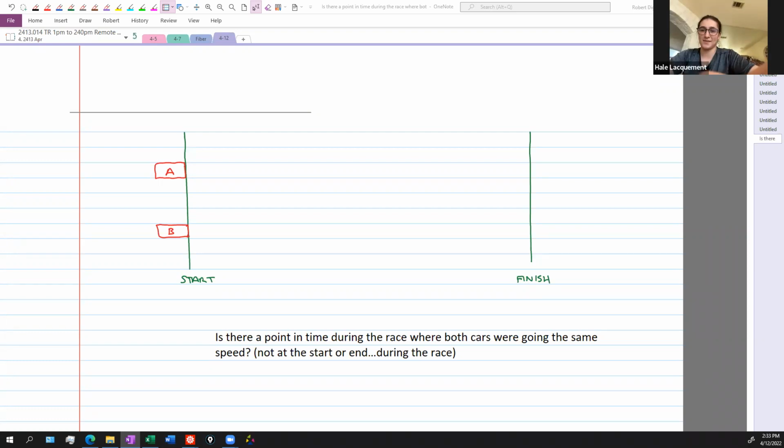Yes. So that would challenge the idea that somewhere in the middle they had to be tied. Let me try and illustrate this. Let's all agree with this: do both cars have the same average speed?